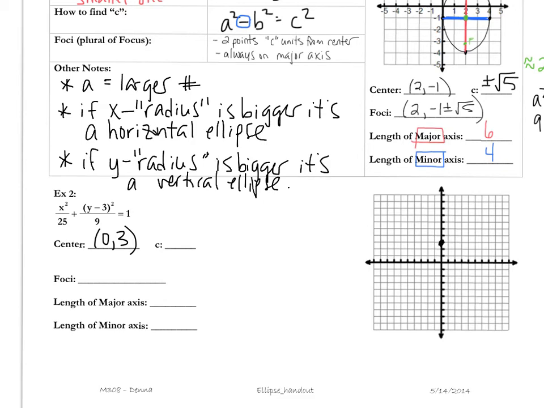And then underneath the x squared I have 25. When you square root that, that means 5. And since it's with the x, that means left or right. So I'm going left and right 5. I'm putting points there. There's one here and one here. Okay, and then underneath the y is 9. When you square root 9, that's 3. So I'm actually going to go up and down, since that's with the y value, 3 units. So point right here, go ahead and connect.